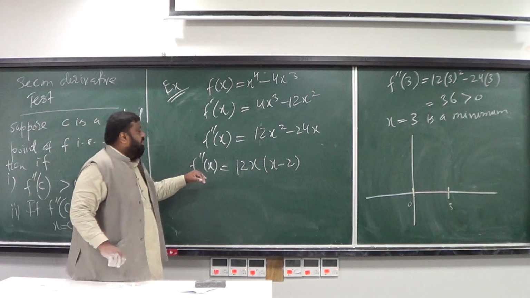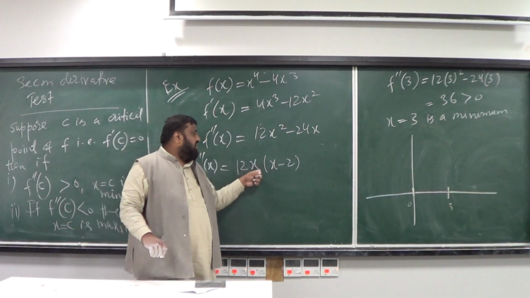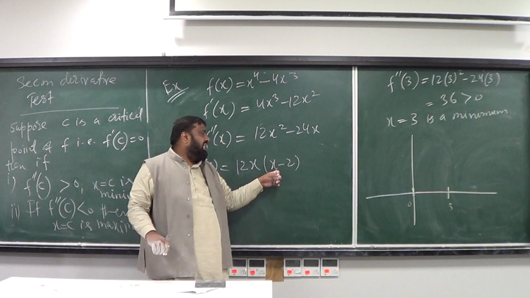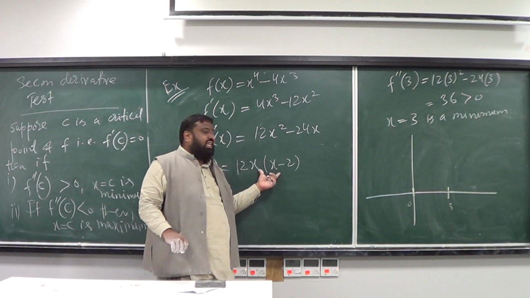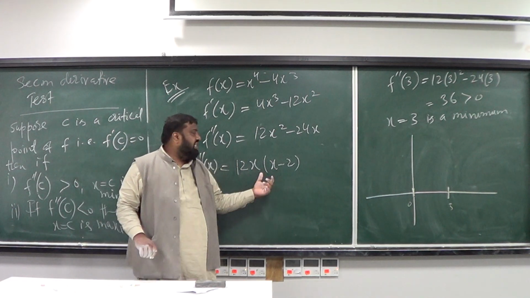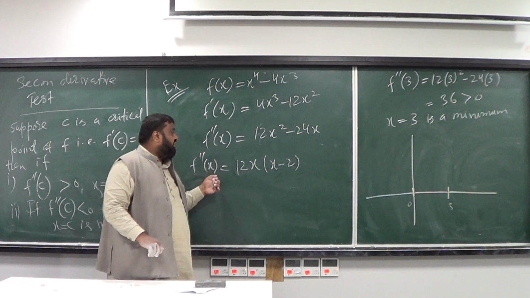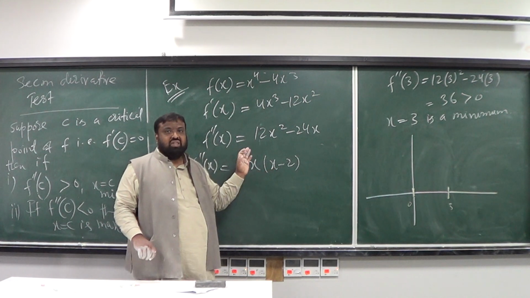Now, the positivity or the negativity of f double prime of x depends on the sign of x and x minus 2. So for example, if x is positive and x minus 2 is negative, then the product is negative, and hence f double prime of x is negative. If both are negative, then the product is positive, and hence the function would be concave up. If both are positive, the function would be concave up.